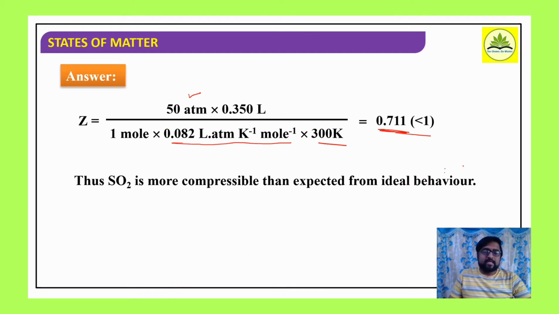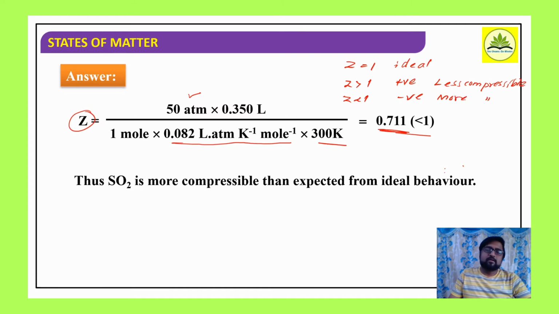So remember, based on the Z value, if Z is equal to 1, it is a perfectly ideal gas. If Z is greater than 1, it shows positive deviation, less compressible. On the other hand, if Z is less than 1, negative deviation, more compressible. So remember this general data so that we can easily recognize the nature of a gas. Is it ideal or showing positive deviation, negative deviation, more compressible, less compressible, based on the compressibility factor value. I hope you got this.